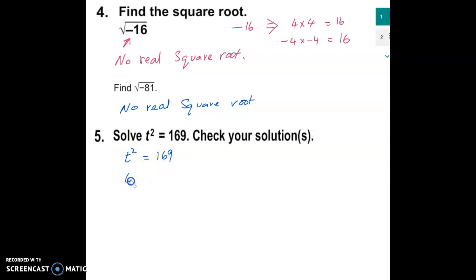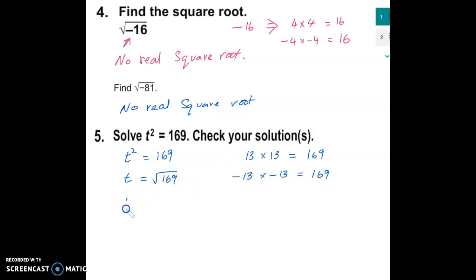I can write it as t equals the square root of 169. Or simply you can think of what two numbers give 169 with the same numbers. So obviously, 13 times 13 is 169. Or I can take -13 times -13, it's still negative times negative is positive, so it's 169. So your answer could be plus 13 or it could be -13.